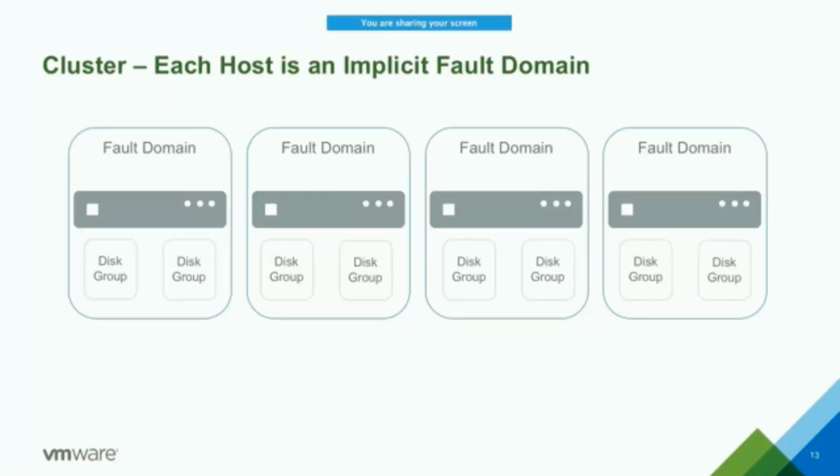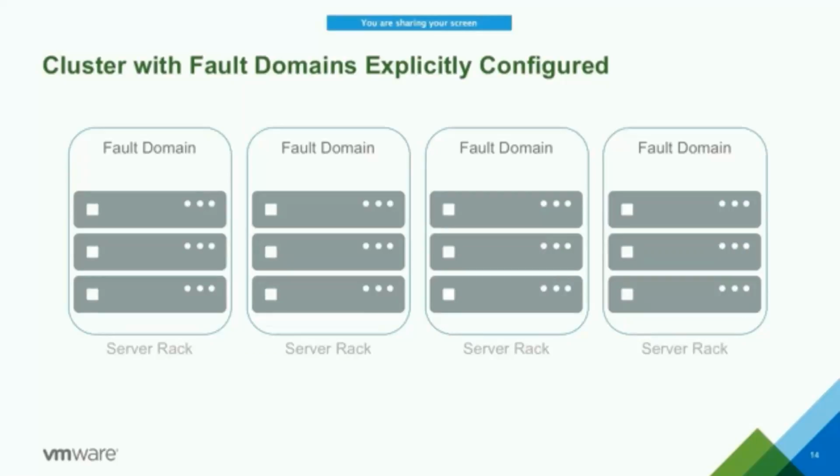So with fault domains, it's good to understand that each host is considered an implicit fault domain. In other words, vSAN is going to spread components across fault domains, and in this case, hosts. Another option that you have with vSAN is to create larger fault domains. Many folks will take server racks, for example, and they will place hosts that are part of the same vSAN cluster across multiple server racks, and then they'll configure fault domains within vSAN that contain each of those servers.